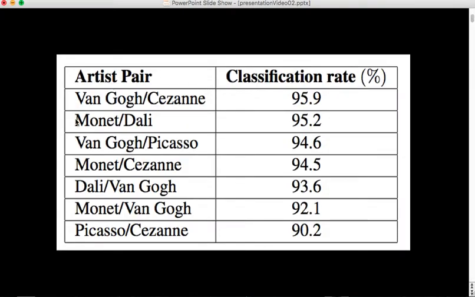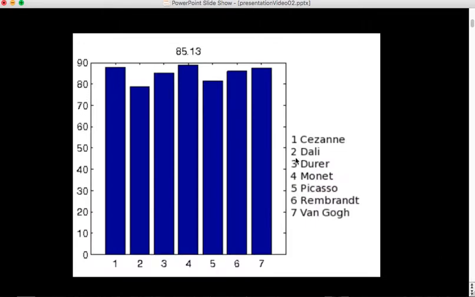Okay, so here are the results. They classified in two different ways. In one case, they did a binary classification where they're just comparing one artist to another, and the classification rate is quite good. In another case, they put 7 artists in a single classifier, and here the overall accuracy rate is 85%, and it varies a little bit from artist to artist.